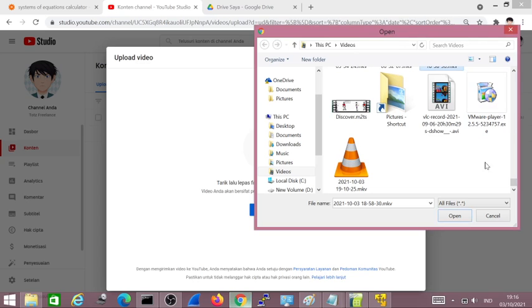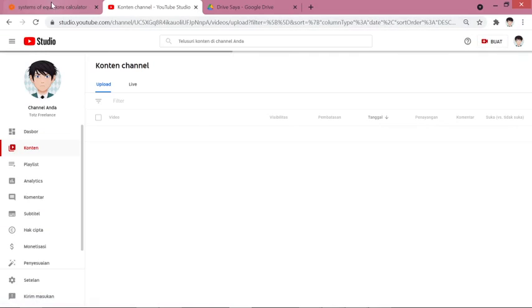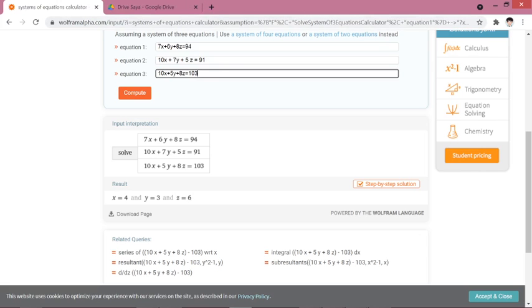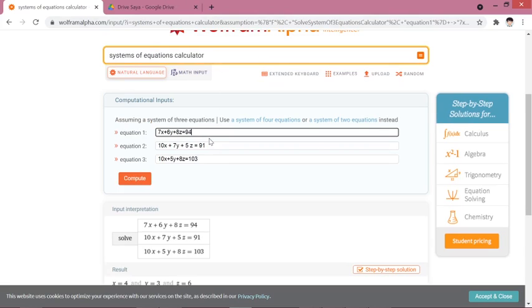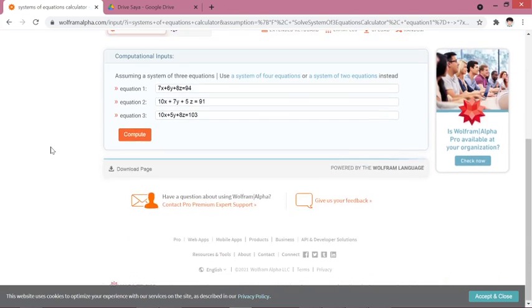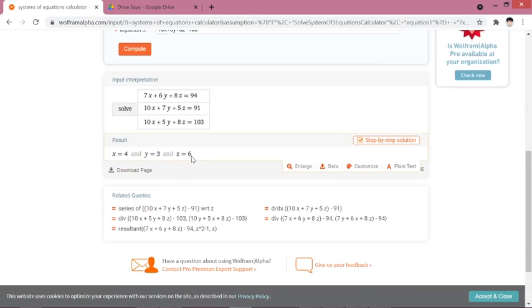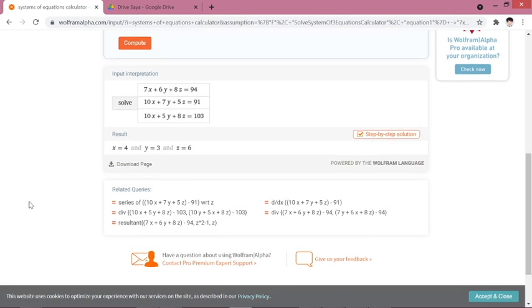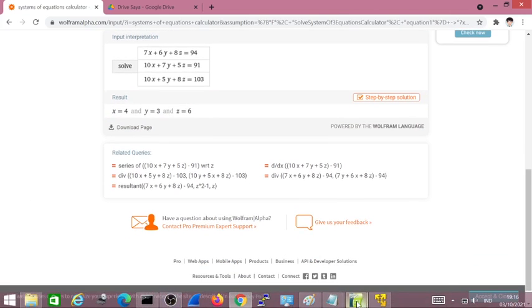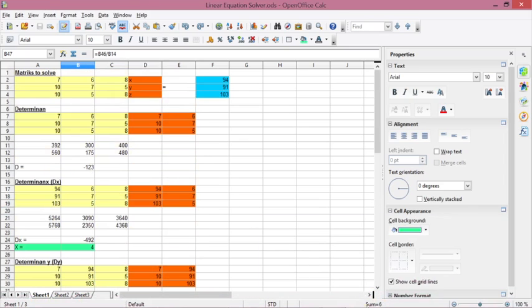I have now put the linear equation into Wolfram Alpha to check, and you can click compute now. It will get the same result. So the result is x is 4, y is 3, and z is 6. So we get the same result. Basically this tells us that our worksheet is working.